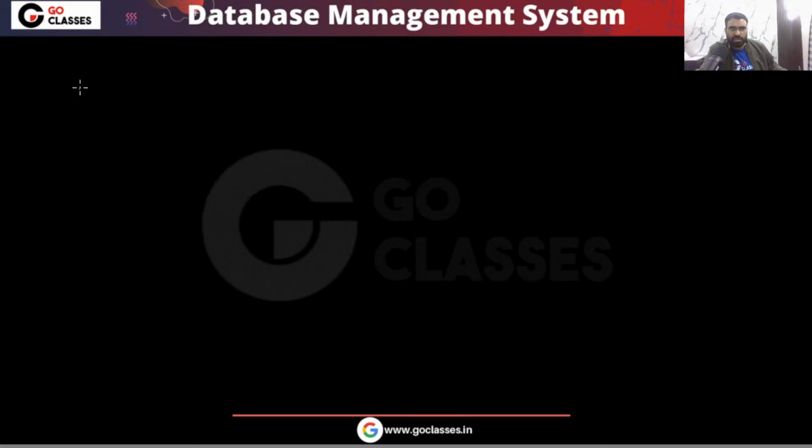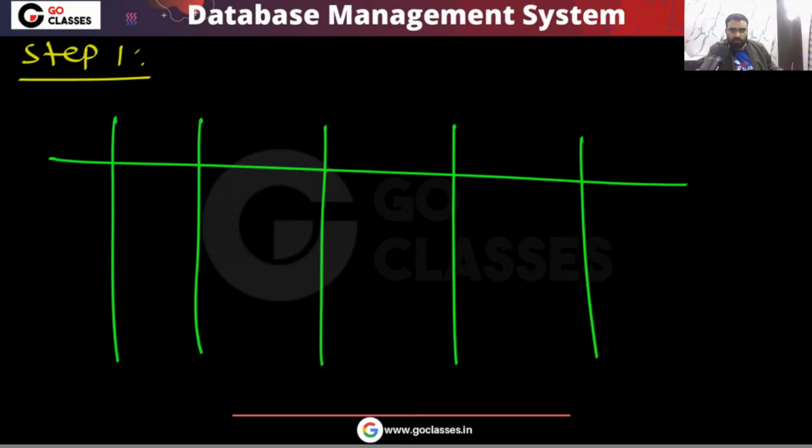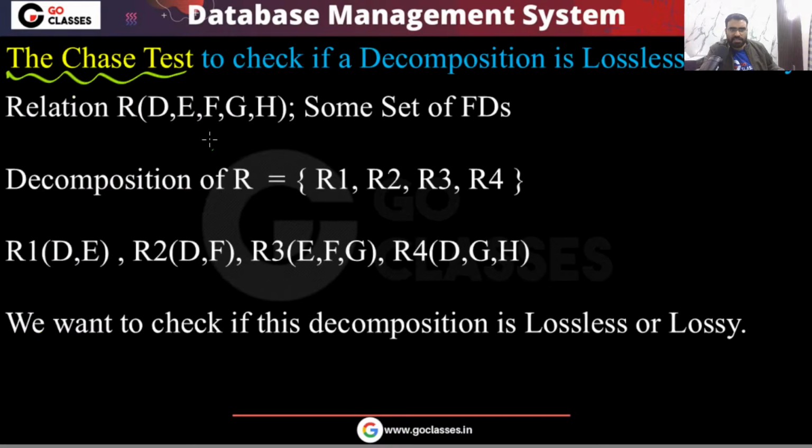Okay, so let me tell you step 1 of the chase test. Step 1 is we create a matrix. In this matrix, the columns will be attributes. Is this clear? Our relation has attributes D, E, F, G, H, so there are 5 attributes.